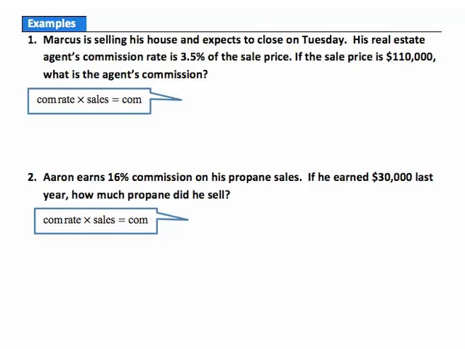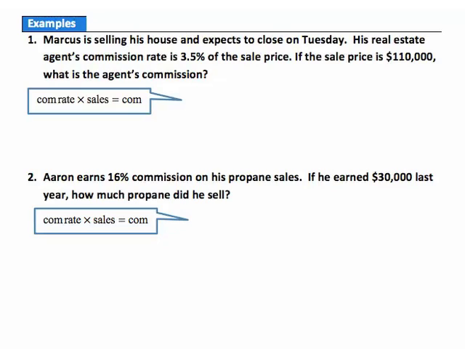Now let's take a look at some examples that will help you understand how to solve for an unknown value in the commission equation. Example 1. Marcus is selling his house and expects to close on Tuesday. His real estate agent's commission rate is 3.5% of the sale price. If the sale price is $110,000, what is the agent's commission?